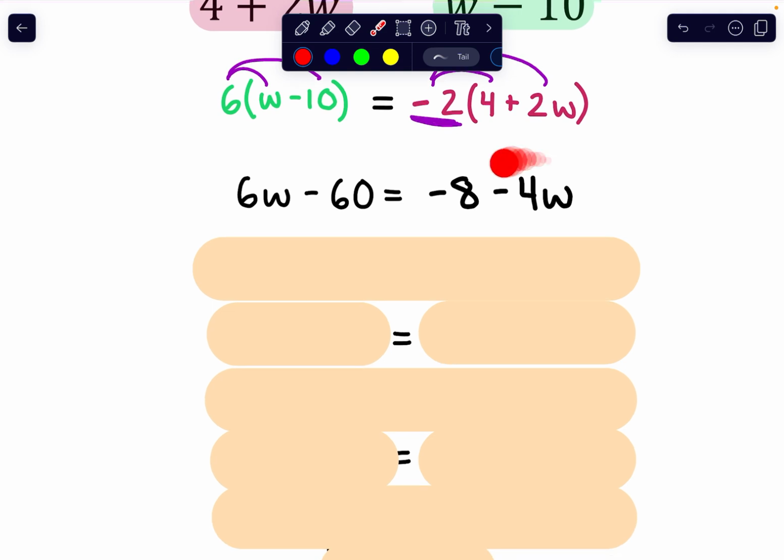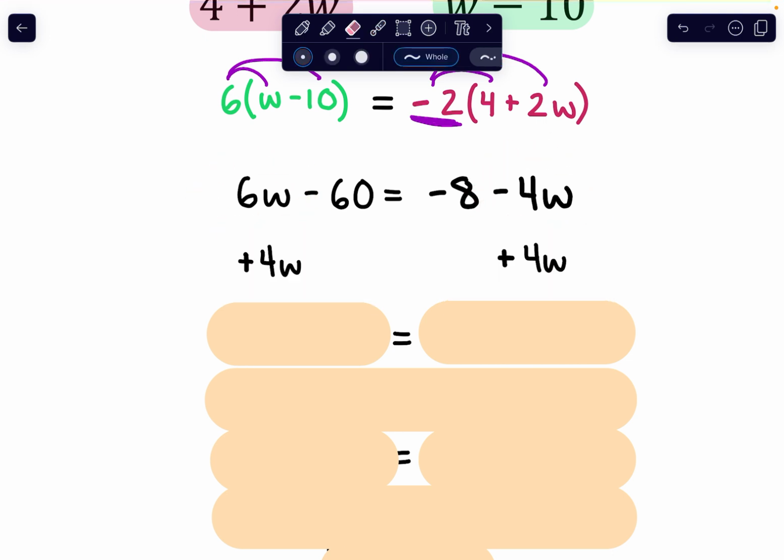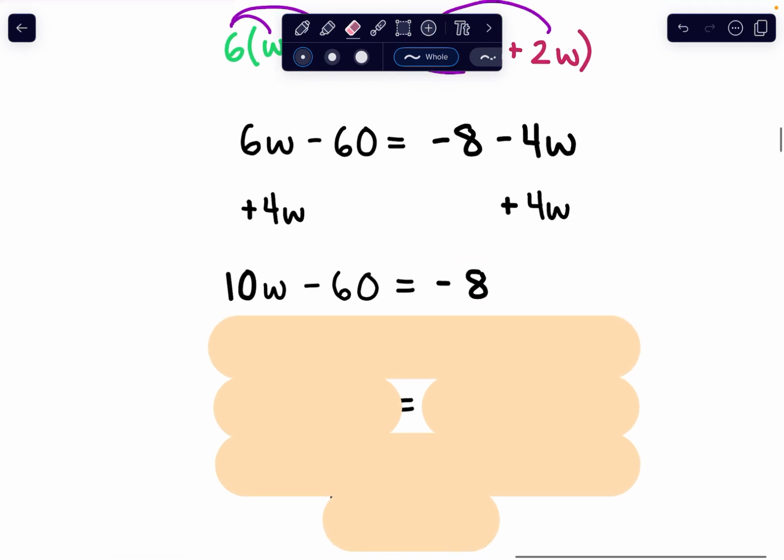All right. So since we have a negative term and a positive term with the w's, the negative is always smaller. So we're going to add 4w to both sides. Okay. Combine like terms over here. So we get 10w minus 60 equals -8. And now it's a two-step equation. Piece of cake. Let's get that w by itself. We're going to add 60 first.